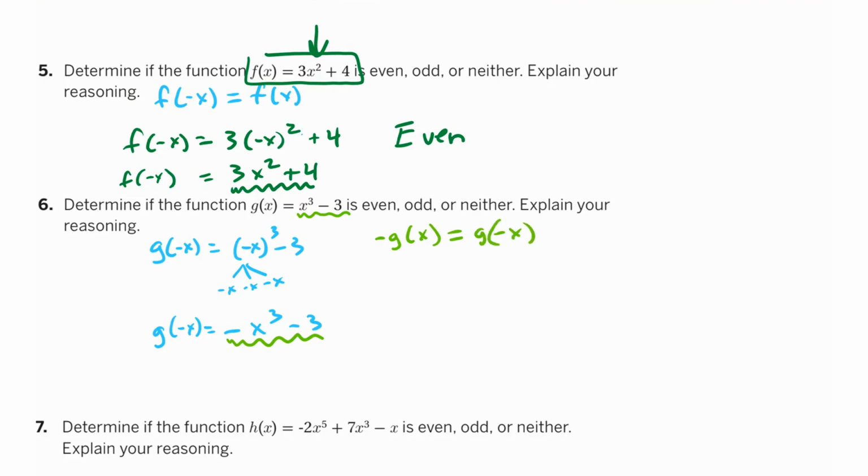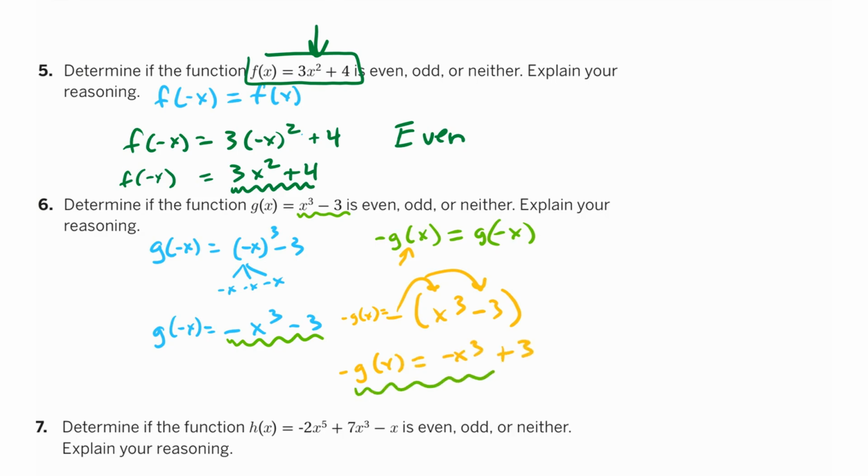And so what we're going to do here is take the original function and multiply it by -1, basically. So I'm going to say negative x cubed minus 3. That would be negative g of x. And I'm going to distribute that negative to see if it looks exactly the same. So negative g of x is equal to negative x cubed plus 3.